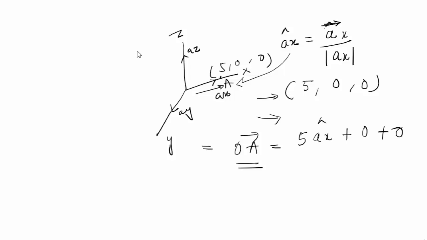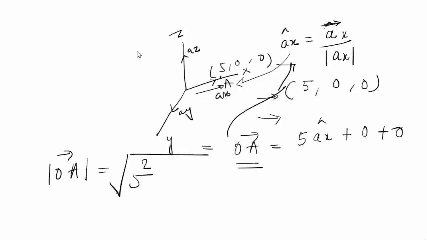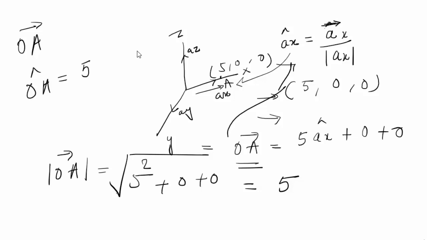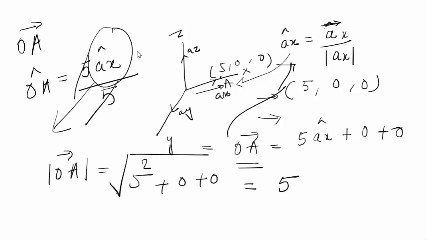Again, the unit vector of this vector will always be equal to ax. How you can find that is, if you take the magnitude of OA, you will get the square root of 5 square plus 0 plus 0, which will be equal to 5. To find the unit vector of OA, the OA unit vector will be equal to the OA vector, which is 5 ax, divided by the magnitude, which is 5. So you are getting the unit vector itself here. Any vector in this direction will be the unit vector with the value 1. So that's what you have found out.